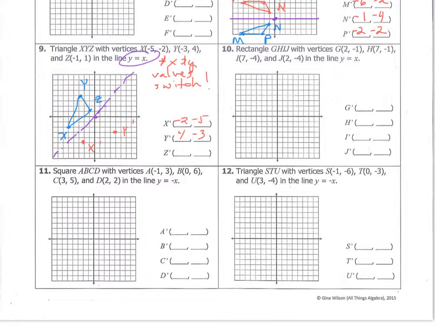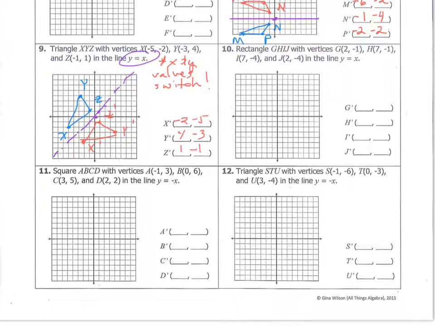And then the last one is z. Z is going to be 1, -1. And so 1, -1 is here, z prime. And again, you can see that they are equal distances away. How'd we do? That worked.